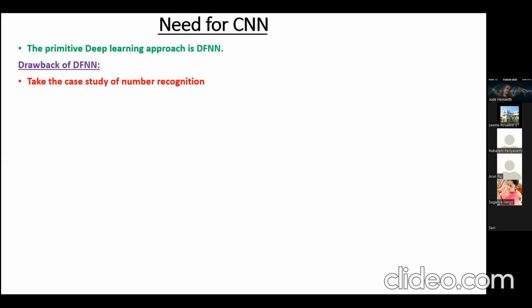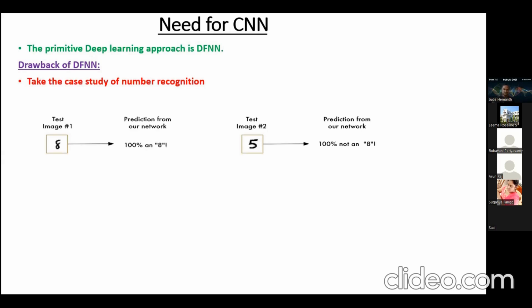What is the drawback? Take the same case study. Assume I have a DFNN. Now this is an algorithm or a program within a computer, which I'm going to call a machine. Right? Assume that I have a machine with a DFNN within it, and I have trained it to recognize digit 8, right? And I have given the data 8 and 5, and that machine clearly identifies that this is an 8 and this is not an 8.